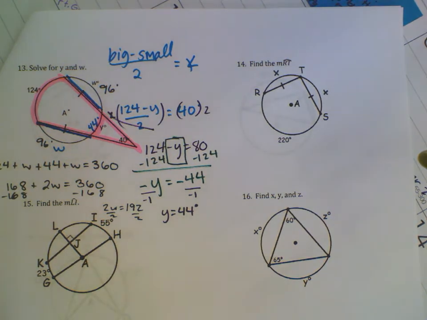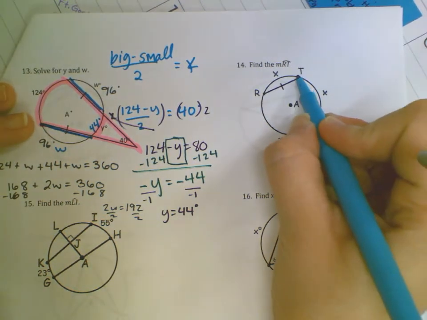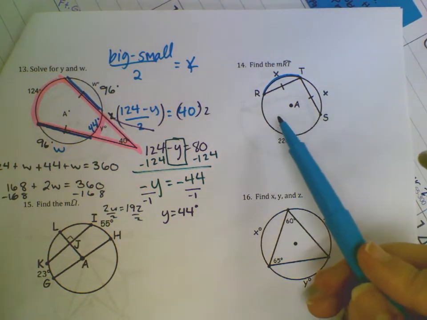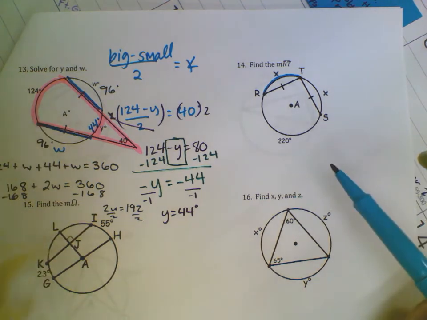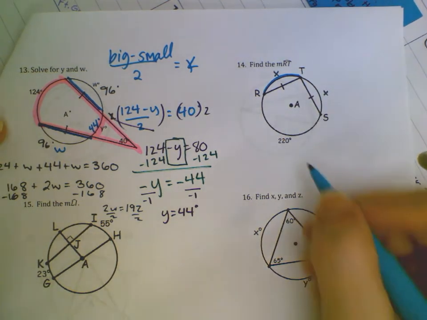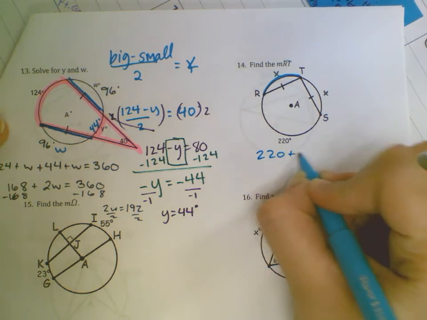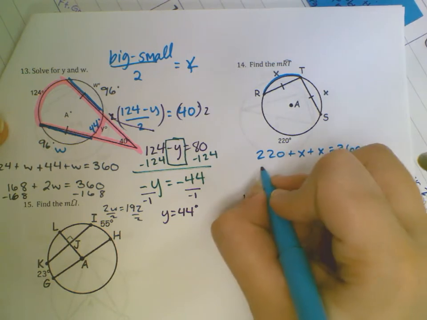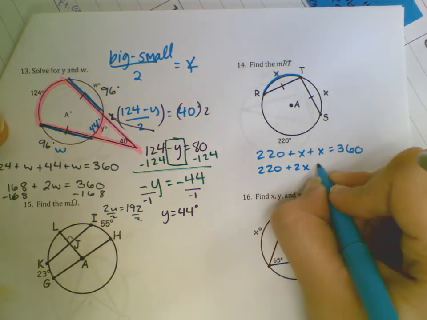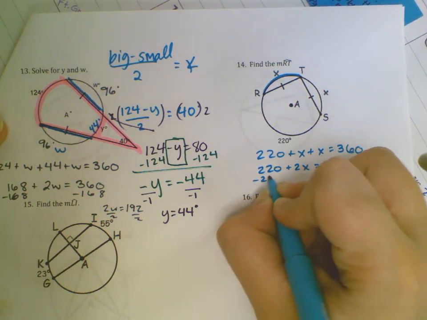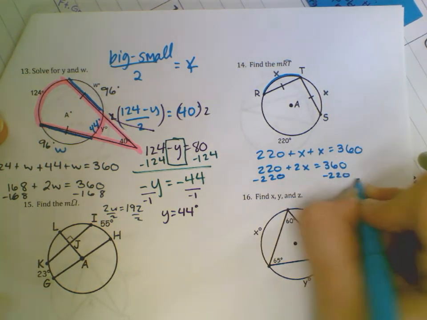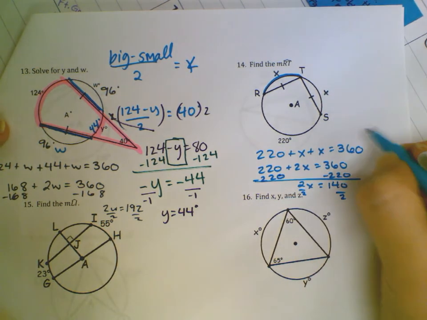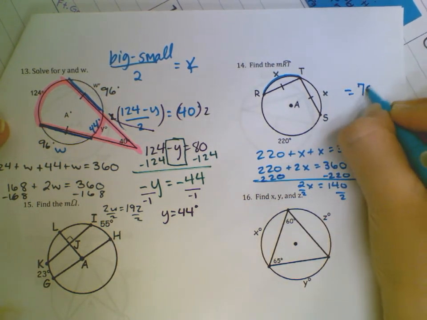Now, we're trying to find the measure of arc RT. So we are solving for X. So what I could do is you could either do 360 minus 220, then divide by 2. Or if you like to write it all out, you can say 220 plus X plus X equals 360. Or 220 plus 2X equals 360. Then subtract 220, and you get 2X equals 140. Divide by 2 on both sides, and you get that it is equal to 70 degrees.